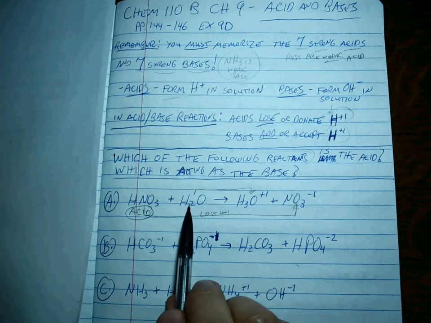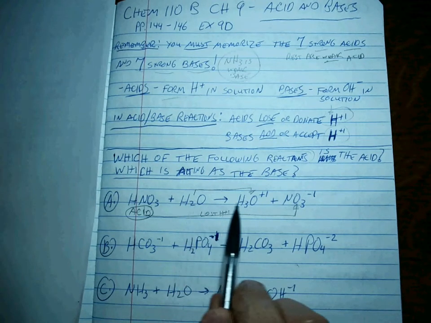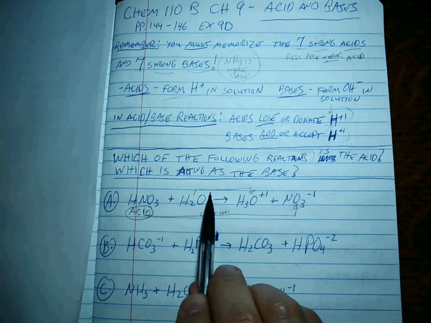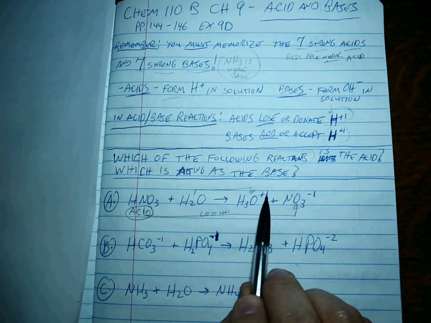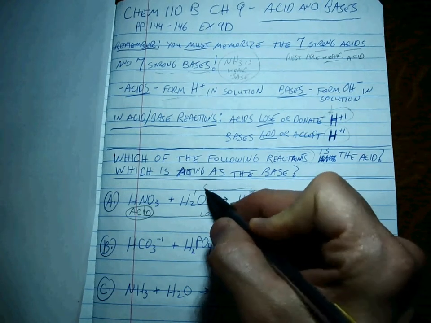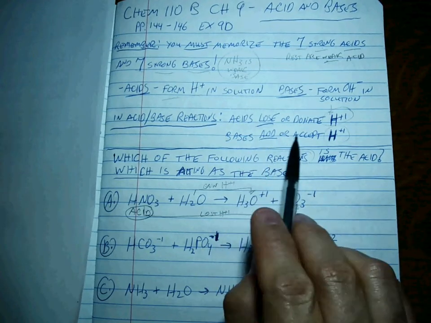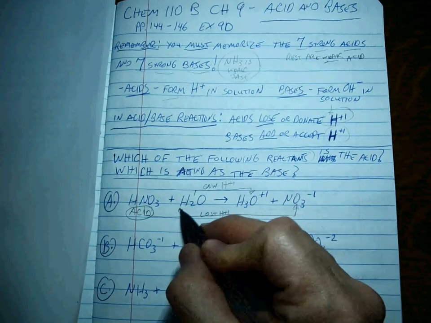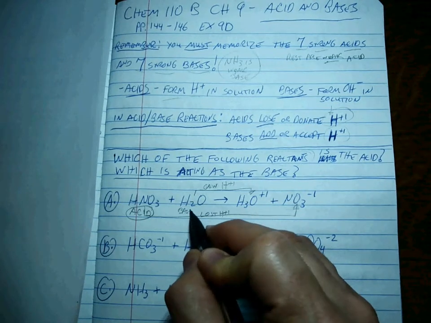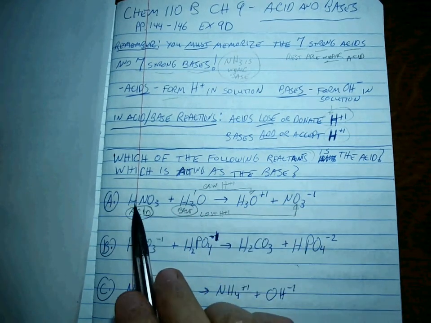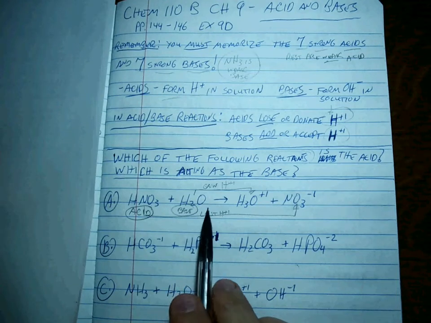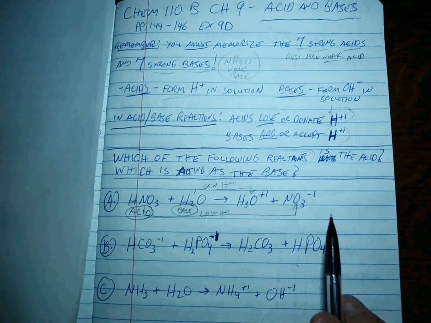What happened to the water? Started off with 2 H's, ended up with 3. Started off with a 0 charge, ended up with a plus 1. So it gained an H plus. Anybody that gains an H plus is considered a base. So the acid is the HNO3, the base is the H2O in this particular reaction.